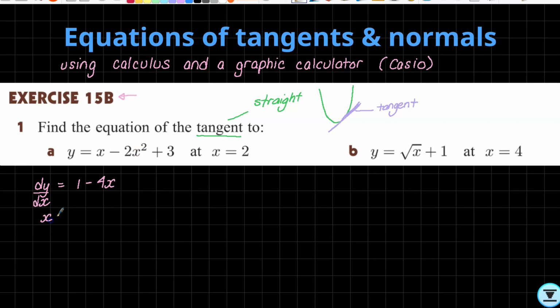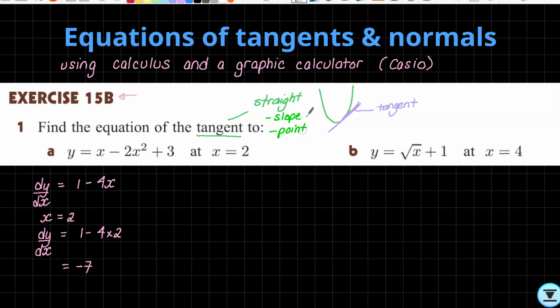So when x equals 2, dy by dx, aka the slope of your tangent, is going to be 1 minus 4 times 2. I'll write it for you. 4 times 2 is 8. So 1 take 8, we get minus 7. So remember, to find the equation of a straight line, we need two things. We need the slope and we need a point.